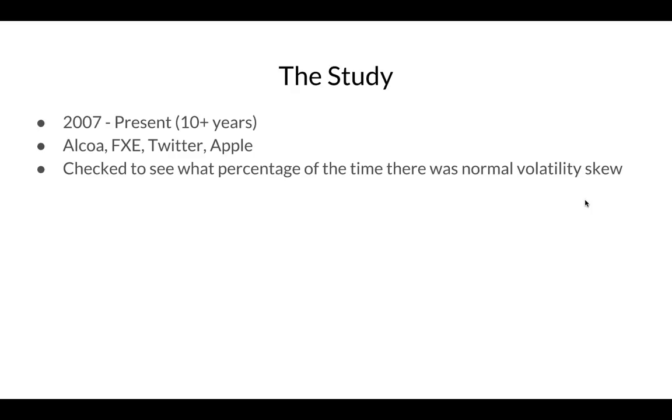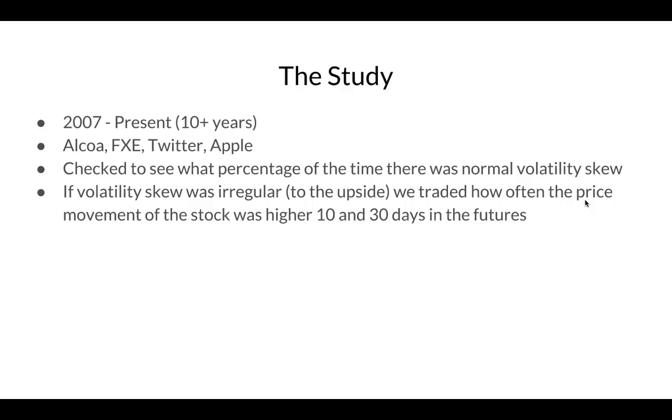And what we did was we checked to see how frequently there was normal volatility skew. Again, normal volatility skew is where puts the same distance away from the current price of the stock as calls are of greater value, because the perceived risk is always to the downside. So we wanted to see how frequently that happened. And then if skew is irregular, meaning the price of calls the same distance away from the price of the stock is greater than that of the puts, we wanted to see how often that happened.